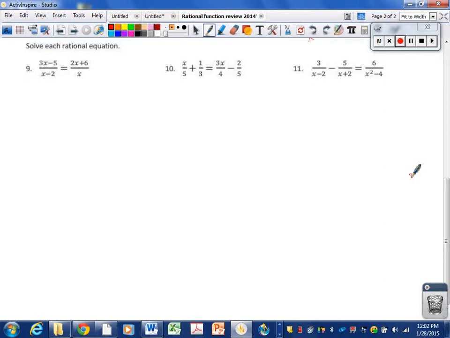Okay, and the last one are some solving. So let's solve these things by finding the least common denominator. In this case, you already have two fractions, so we just have to cross multiply. So x times 3x minus 5 equals x minus 2 times 2x plus 6. Okay, we have to do some distribution.